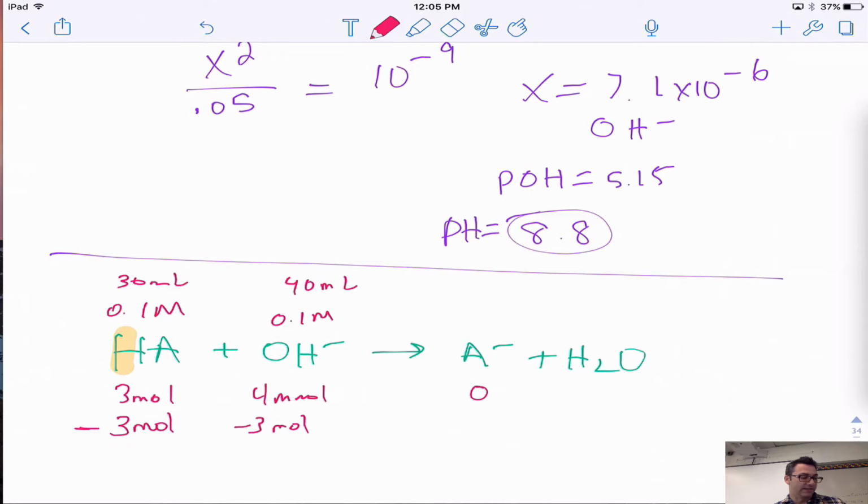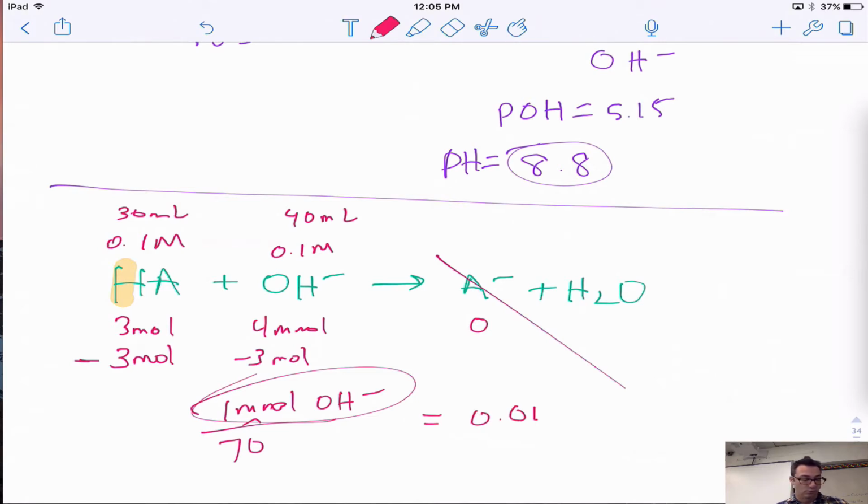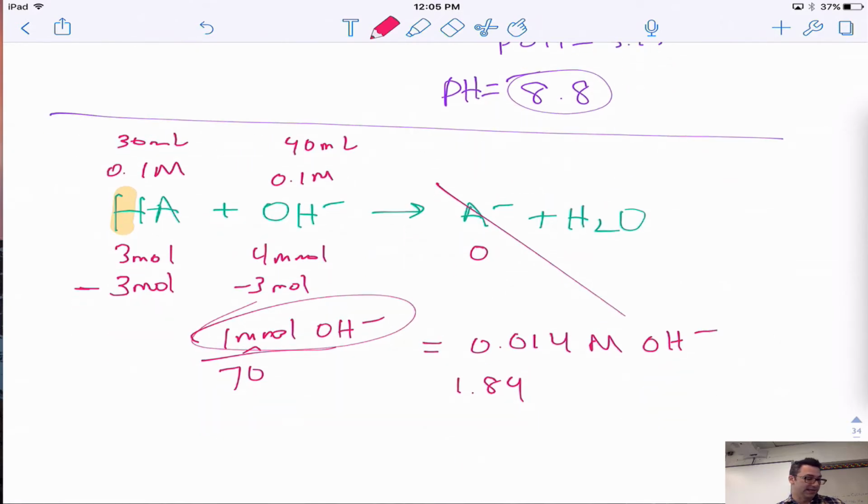Now notice I don't care about A minus at this point because I have 1 millimole excess of OH minus. This is what decides my pH. If I divide this by the total volume, 70, then let's see what we get here. We have 1 divided by 70. So that would give us 0.014 molar OH minus. If I do the negative log of that, I would get 1.84. If I subtract that from 14, I would get 12.15 or 12.16. This would be my pH.